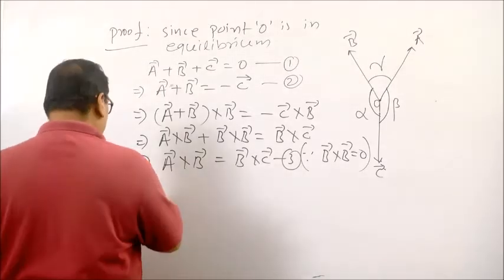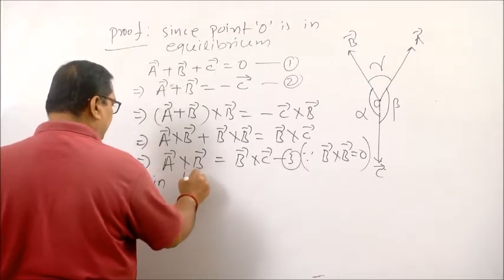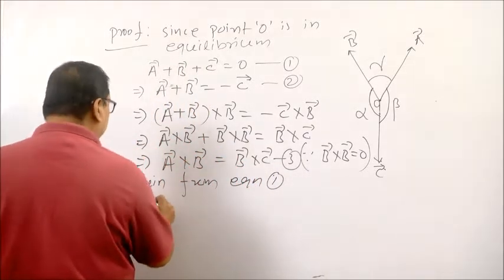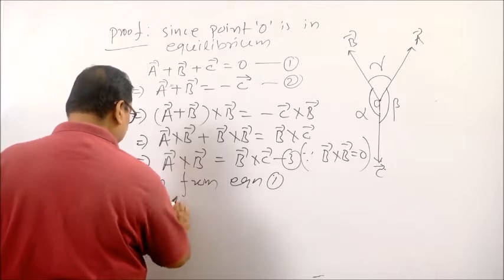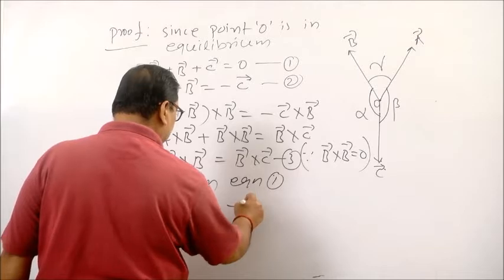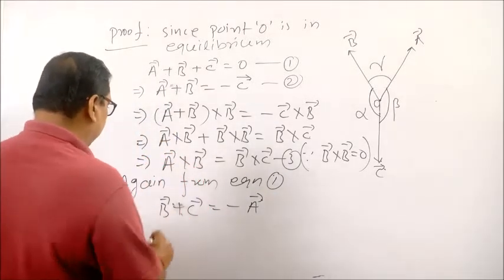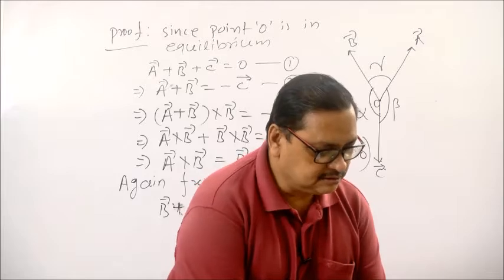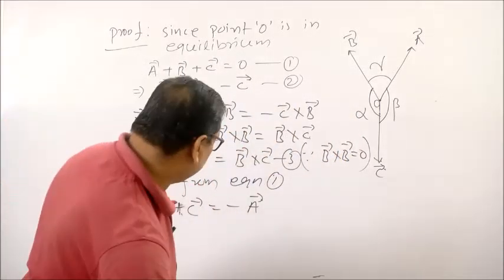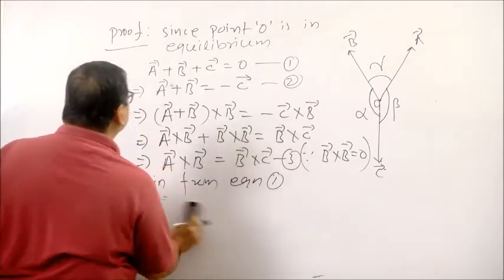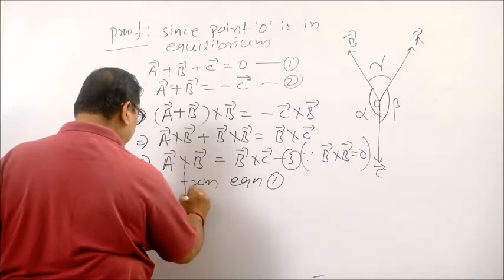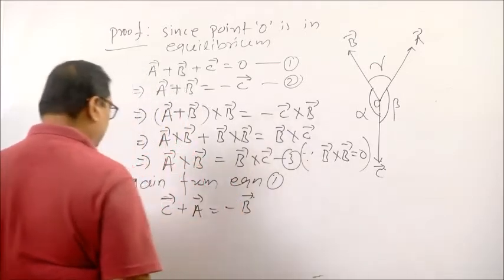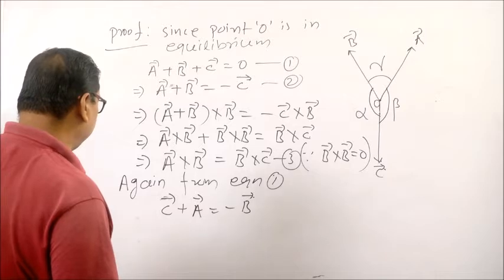Similarly, again from equation 1, B plus C equals minus A. Or you can also take it C plus A equals minus B. C plus A equals minus B.